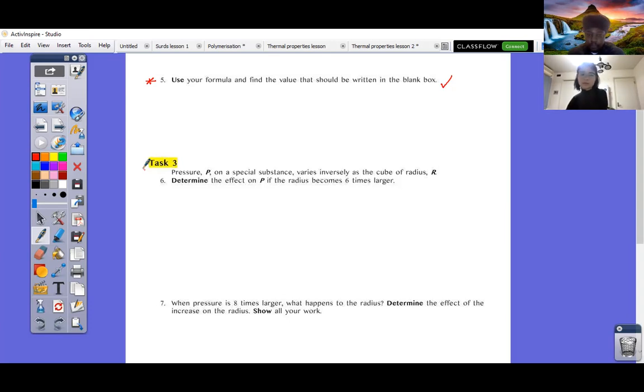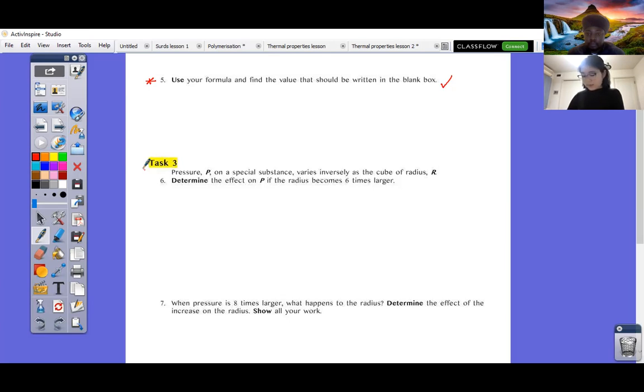Pressure P of a special substance varies inversely as the cube of the radius. How do we write inversely? It will be y is equal to k over x, right? Very good.